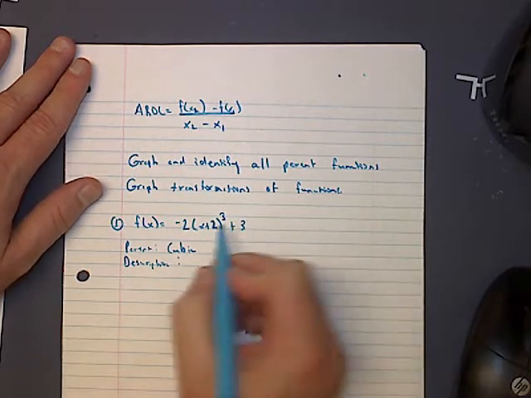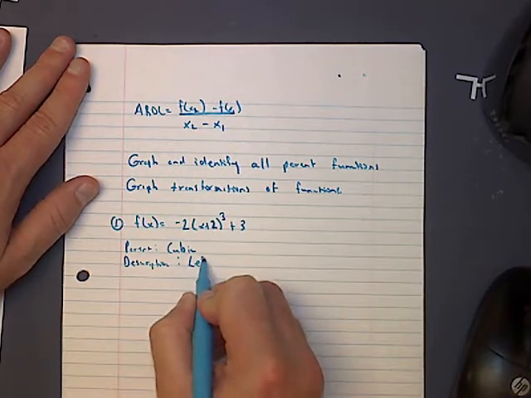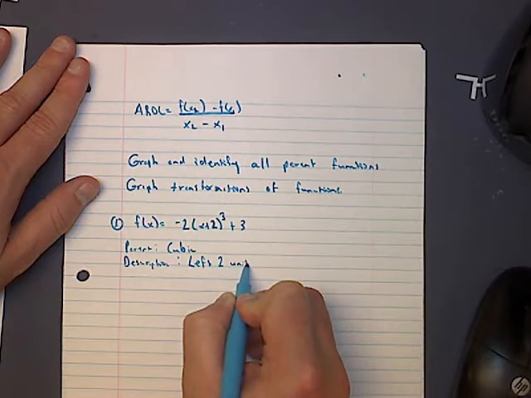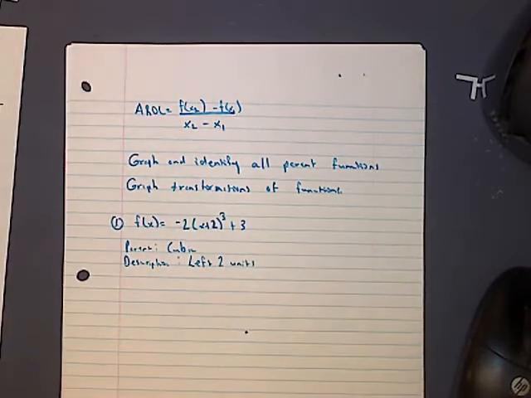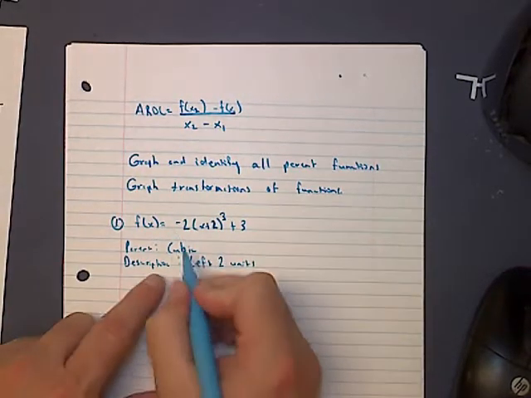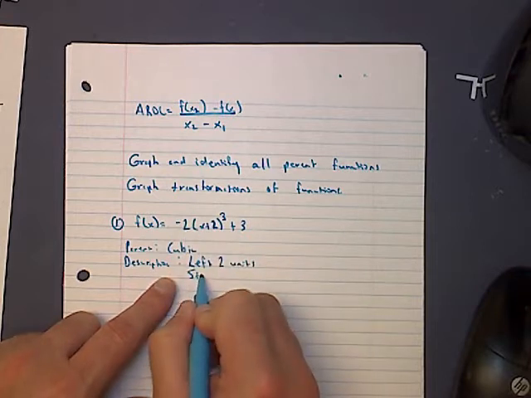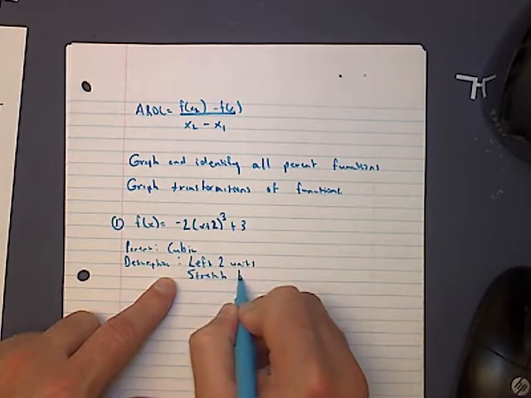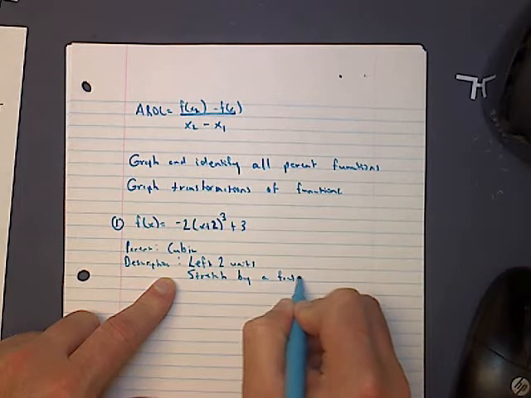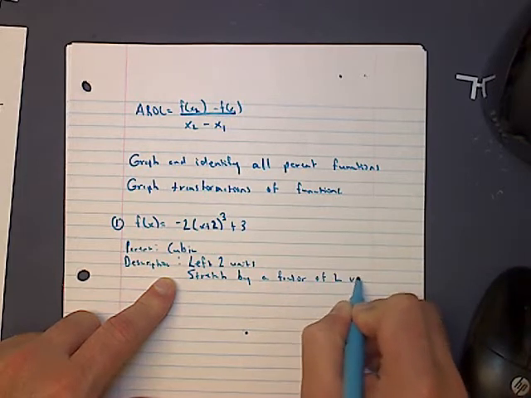Work from inside out. This plus 2 means I'm going to move it left 2 units. The 2 is on the outside. It involves multiplication. It is what you see. It's going to be a stretch by a factor of 2 vertically.